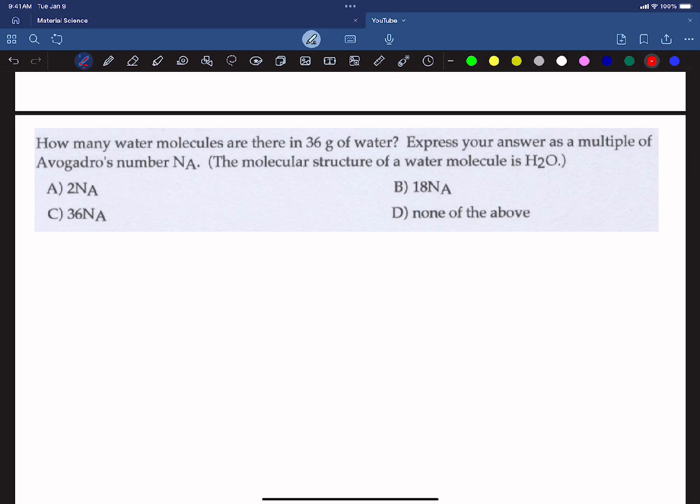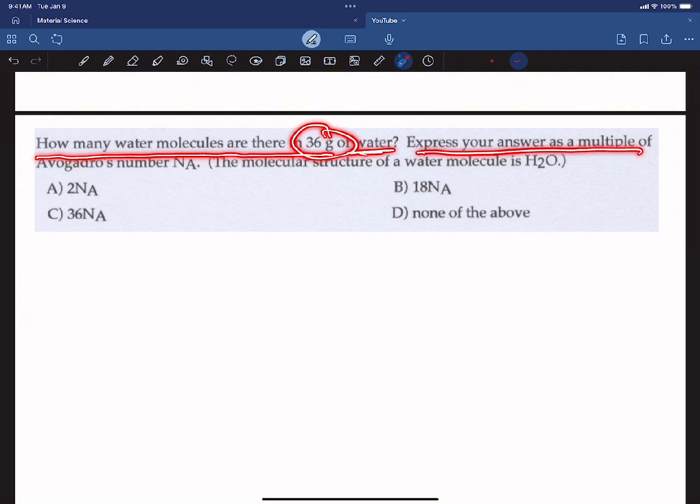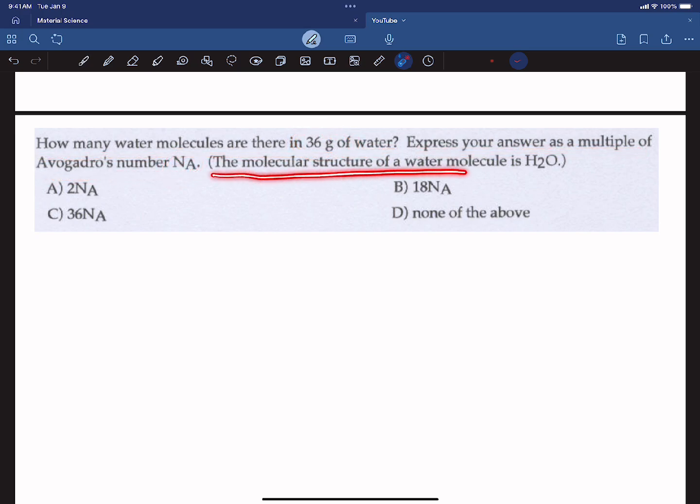How many number of water molecules are there in 36 gram of water? Express your answer in the multiple of Avogadro number Na. The molecular structure of water is H2O.